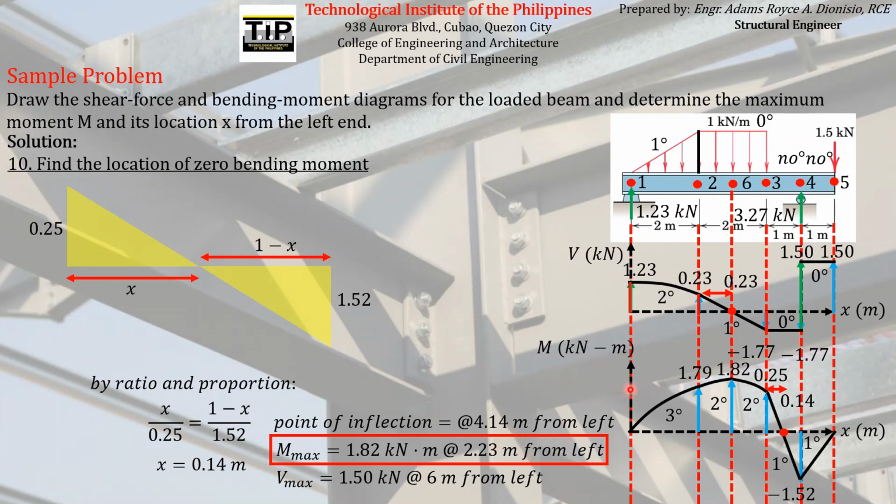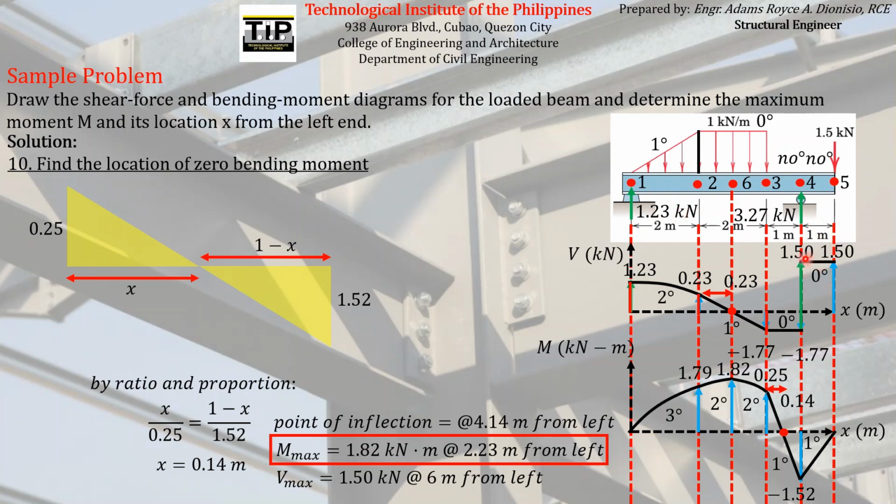Sometimes we are also concerned with the location of the maximum shear force, and like what I have said before, by just observing the shear force diagram, we can easily see where the location of the maximum shear force is. You just have to find the point which has a maximum ordinate, which is obviously this, with an ordinate of 1.50, and that 1.50 is the maximum shear force acting on the whole beam.